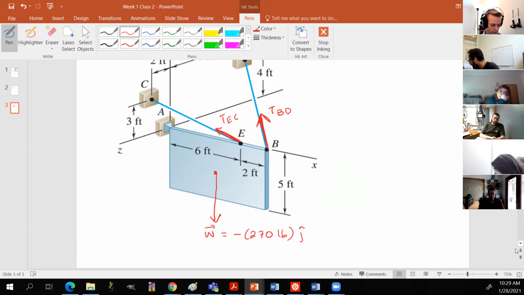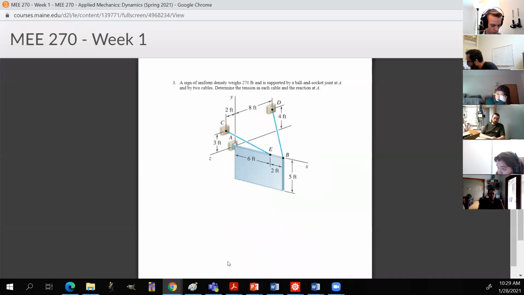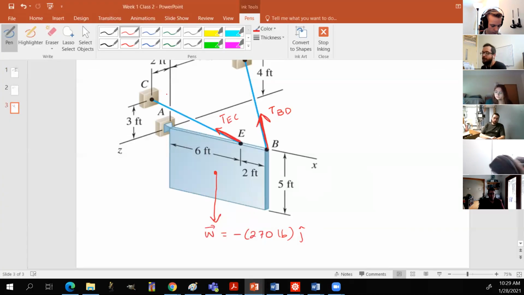Let's go back to the problem statement. So all it was asking us for was the tension in each cable and the reaction at A, right? So what am I missing? I'm missing my unknown reaction forces at A. So as we said, the unknowns make our lives easy. Define them in the positive directions, right?